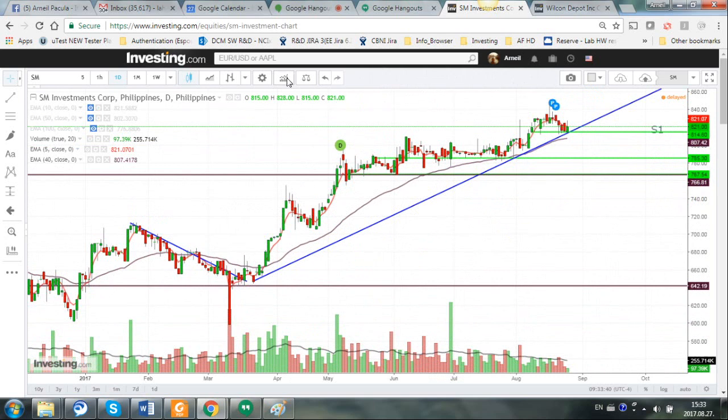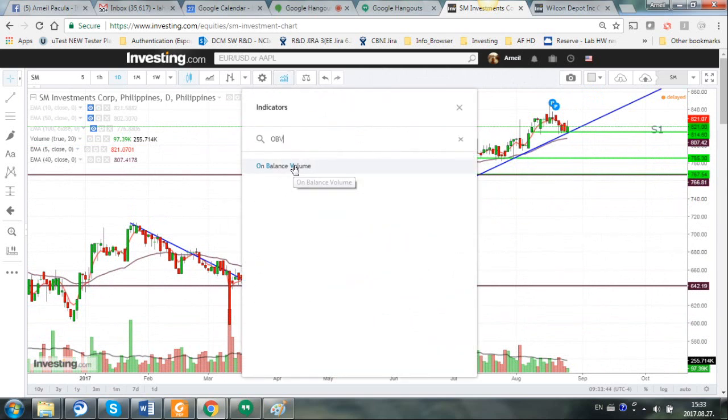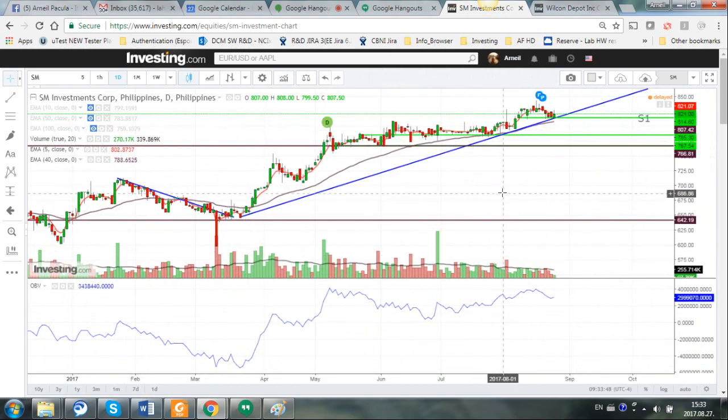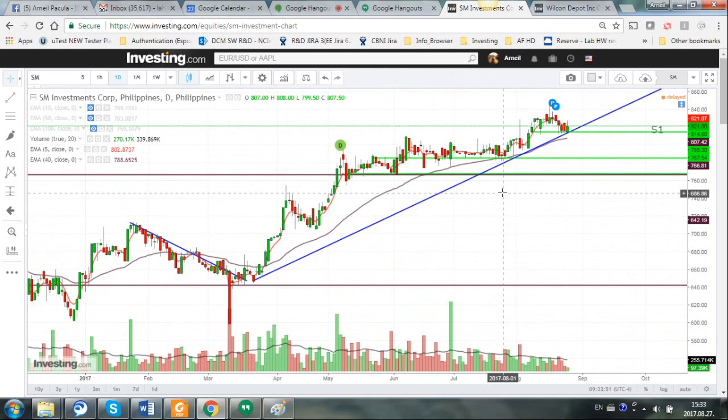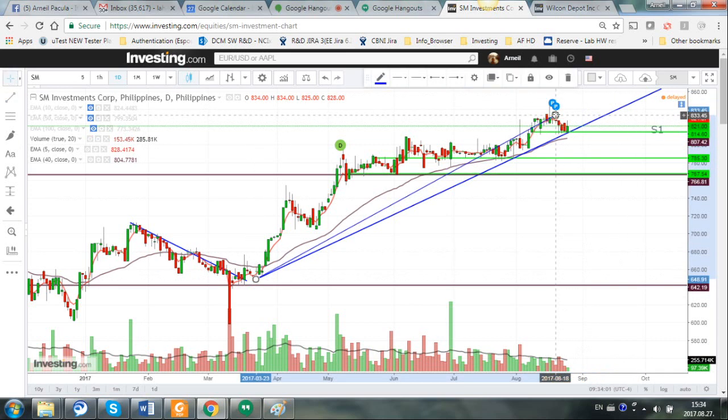So, OBV is a volume indicator used for volume indication. On balance volume. So, simple lang yung purpose niya. As you can see, from this to this is uptrending, di ba? The volume should be uptrending. So, OBV.